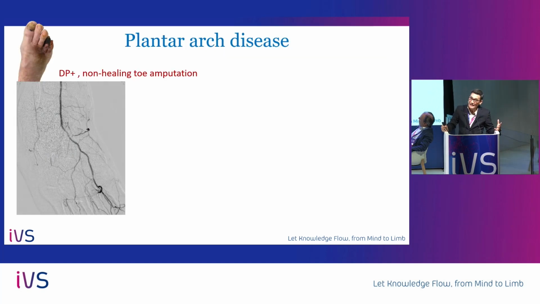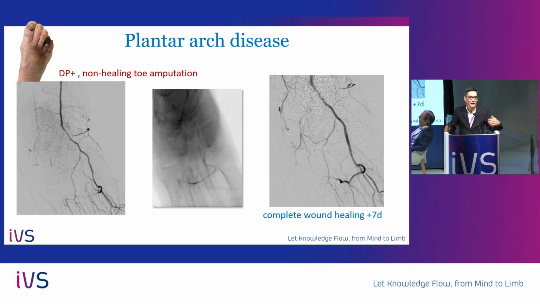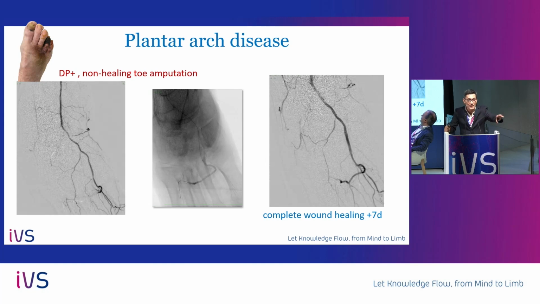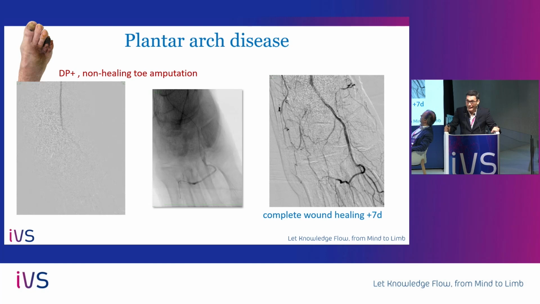And this is exactly the same when you have a plantar arch disease. Again, a patient with distal pulses, non-healing toe amputation. Why? Have a look to the angio. You see, you have a patent DP, but you have an occlusion of the arch. So what we did is just to recanalize the arch, the Oceanus 2.5 millimeters, and following this recanalization of the arch, we have blush at the level of the wound, complete wound healing in 1 week.